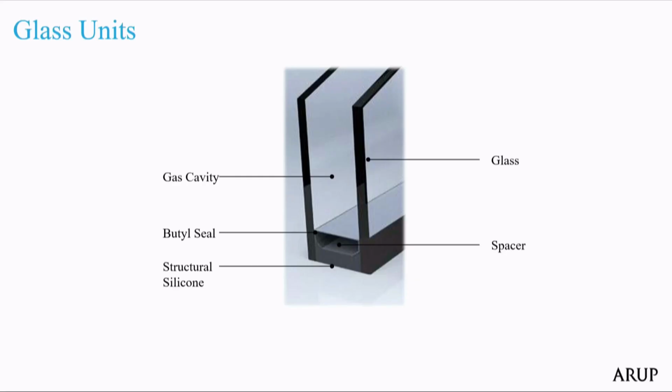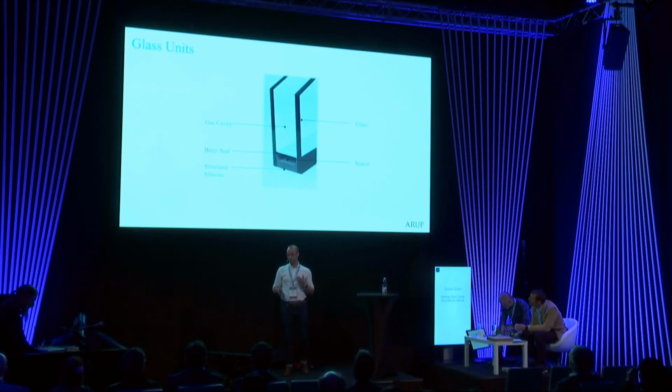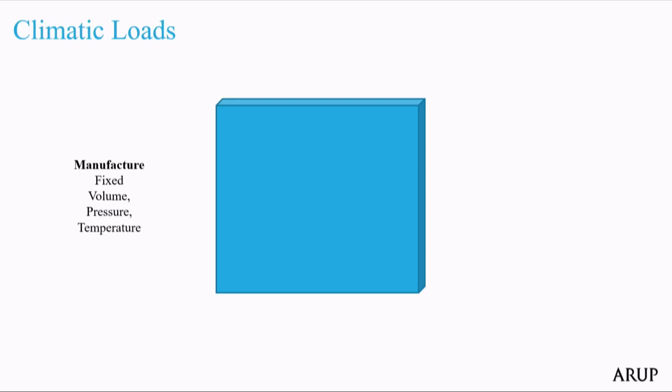So firstly, here's a cutaway of an insulated glass unit, and I'm sure I'm speaking the obvious, but there are two plies of glass, an inner and an outer piece, and around the edge is a spacer bar which keeps those plies of glass a set distance apart. And that, together with the butyl seal, traps in a volume of gas inside this unit. And it's this volume of gas which, when it's manufactured, has a certain fixed volume, a pressure, and a temperature.